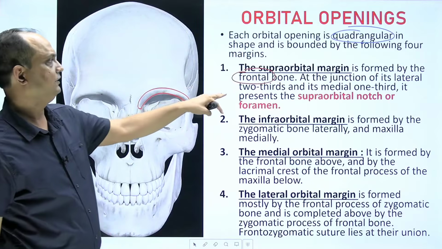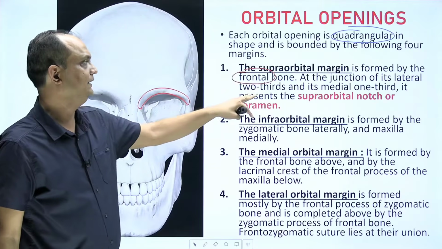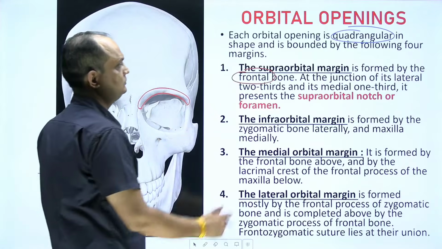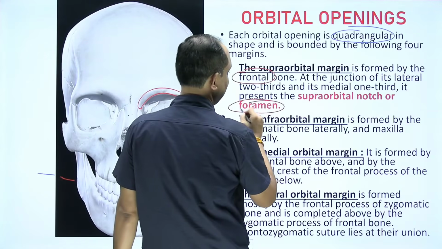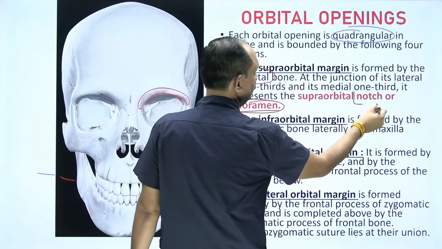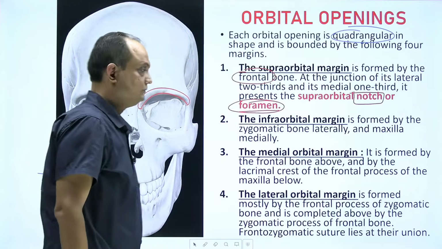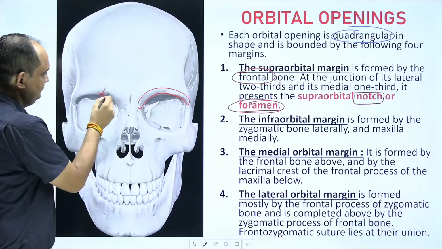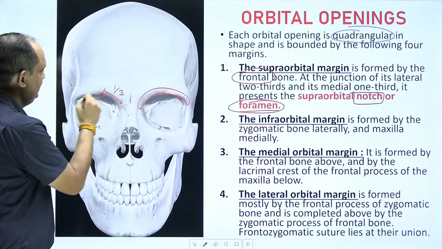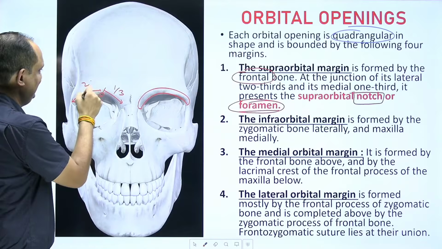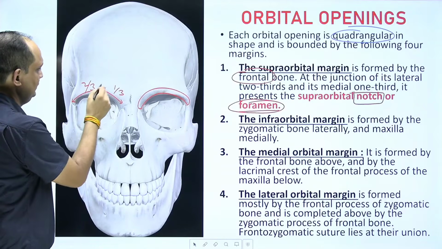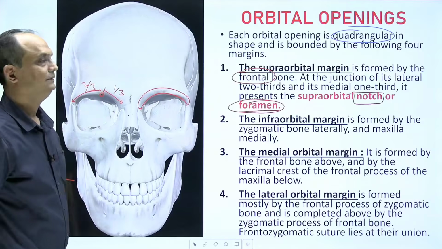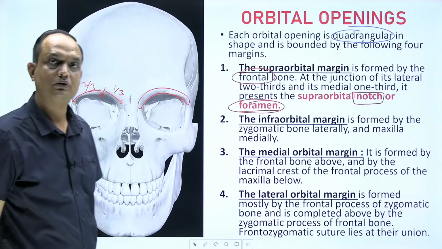Now at the junction of the lateral 2/3 and medial 1/3, you will have a very important foramen known as supraorbital foramen, and sometimes this foramen is open, then it is known as notch. So here you can see that this is the junction of 1/3 medially, 2/3 laterally, and this junction is showing the supraorbital foramen, or if it is open, then it is known as supraorbital notch.